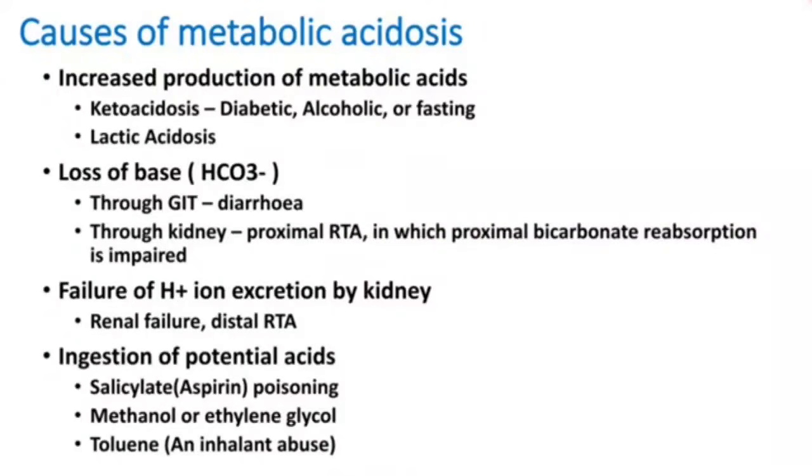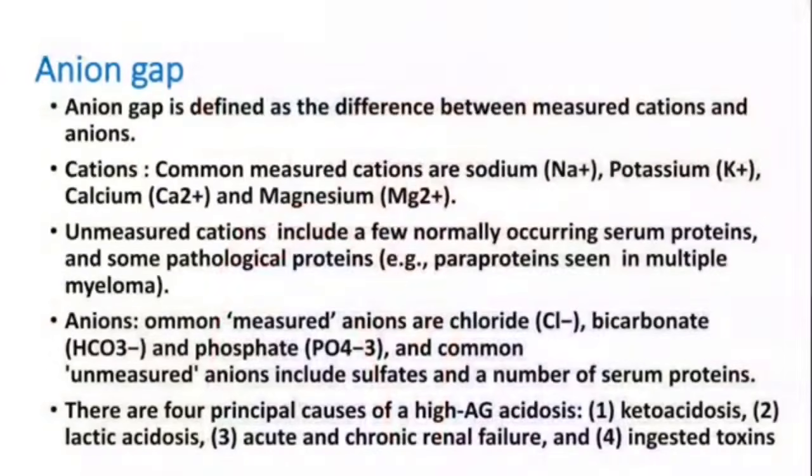Now, other conditions are ingestions of acids like salicylate, aspirin toxicity, methanol, ethylene glycol toxicity, and toluene toxicity. So these are the common causes for metabolic acidosis in the emergency room. Metabolic acidosis is again divided into normal anion gap acidosis and high anion gap acidosis. Today we are discussing high anion gap acidosis, or HAGMA.